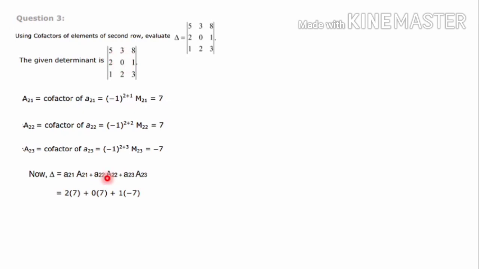So 2 into 7, plus the A22 element, which is 0, into the cofactor of A22, which is 7. So 0 into 7, plus the A23 element, which is 1, into the cofactor of A23, which is minus 7. So 1 into minus 7. Going for the calculation: 2 into 7 is 14, 0 into 7 is 0, 1 into minus 7 is minus 7. So finally 14 minus 7 we get 7. That is the value of the given determinant.